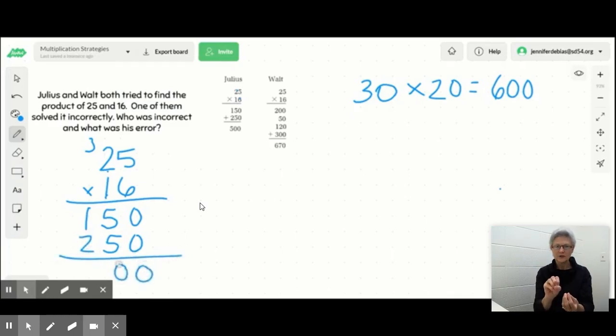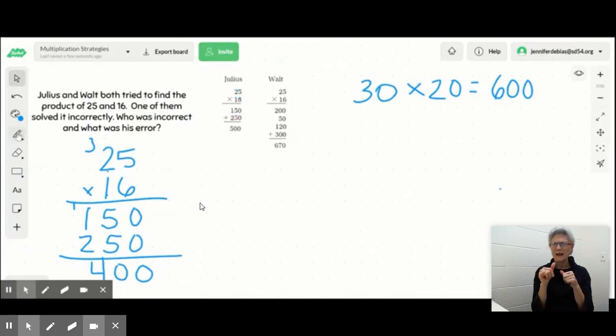5 plus 5 is 10. I have to carry 1 there. And I have an answer of 400. Looks like Julius's answer is not correct. I see he made an adding mistake, right? If I look over here, he added right here. 5 plus 5 is 10. He would have carried the 1. But then he put a 5, and he would only have 4 hundreds. So I'm going to keep that in mind.